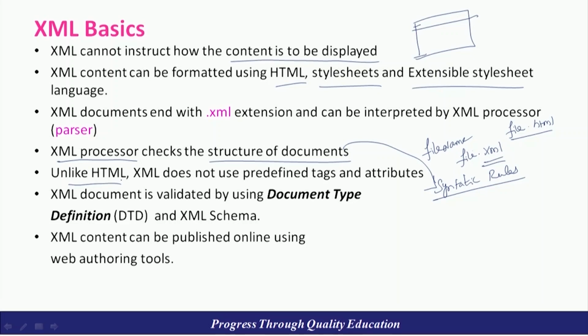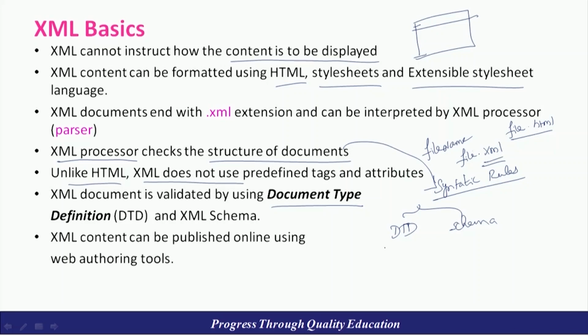Unlike HTML, XML does not use predefined tags, that we have to understand. All XML tags are user defined tags, not predefined tags. In HTML, there are no user defined tags. This is the major difference between HTML and XML. An XML document can be validated by using two important tools. One is DTD and another one is schema.